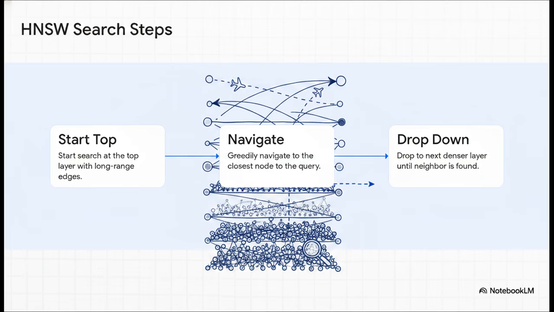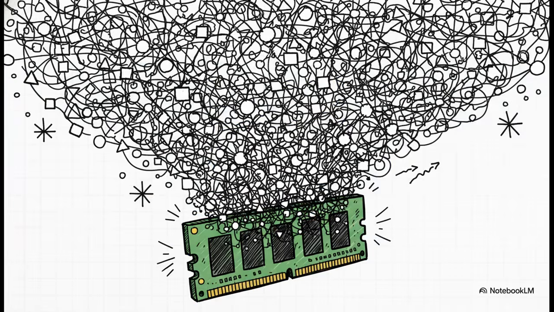You keep repeating this process, which is called greedy routing, dropping layer by layer until you hit the bottom layer. That bottom layer contains all the data points densely connected by short-range links for high-precision searching. Now, HNSW is remarkably effective. We're talking lightning-fast queries with 95 to 99% accuracy.